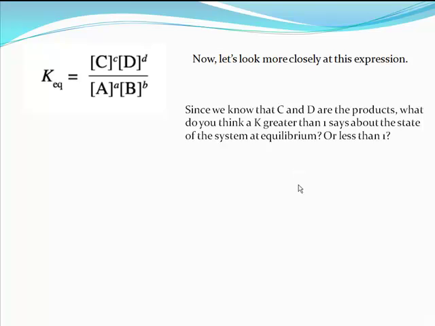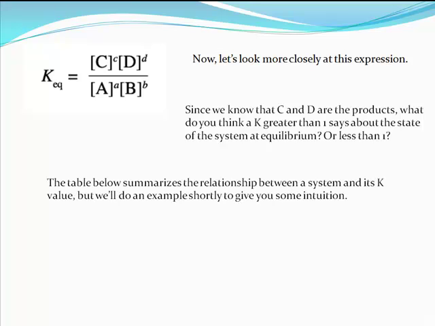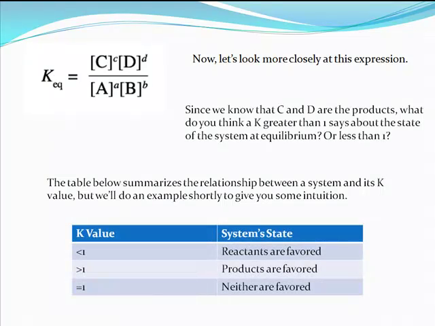So, we know that C and D are the products, so what do you think a K greater than 1 says about the state of the system at equilibrium, or less than 1? So if the K value is less than 1, the reactants are favored, and if the K value is greater than 1, the products are favored. And if it's equal to 1, neither are especially favored.